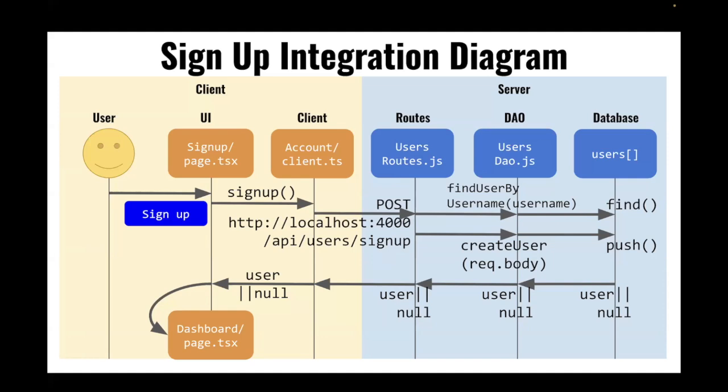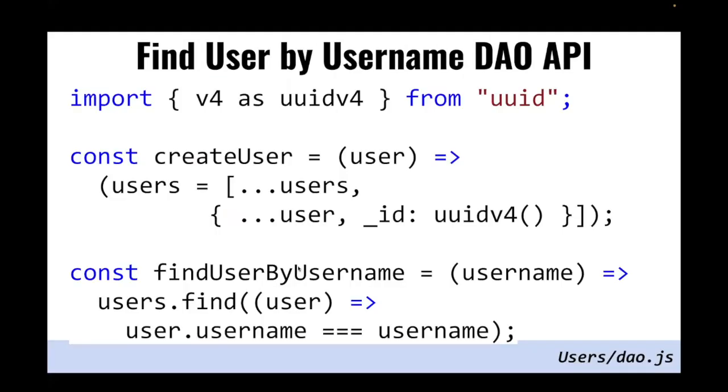Now, if the user does not exist, if the username is not there, we will create a new user using the data that you're sending us from the body, the username and password from the body, and then we would push this new object into the user's array, and the new user would go back and we would navigate to the dashboard.